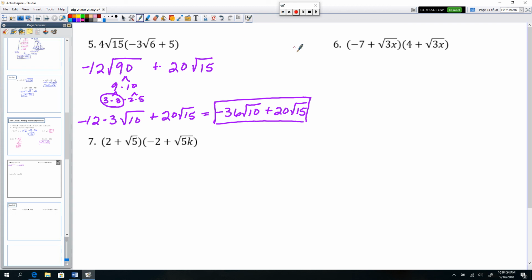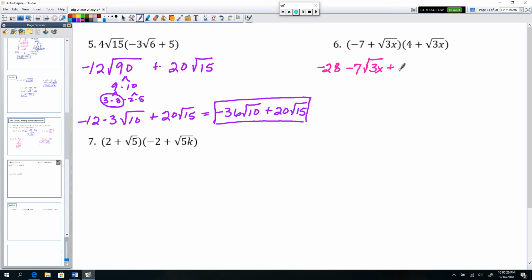Now number 6 is actually a very similar problem to anything that we would have done in Algebra 1, a FOIL problem, first times first, outer times outer, inner times inner, last times last. And we'll take this one step at a time. So first times first, those are both outside the radical, so that's negative 28. Outer times outer, the negative 7 is on the outer, the square root of 3x is inner, and there's nothing to be combined there.